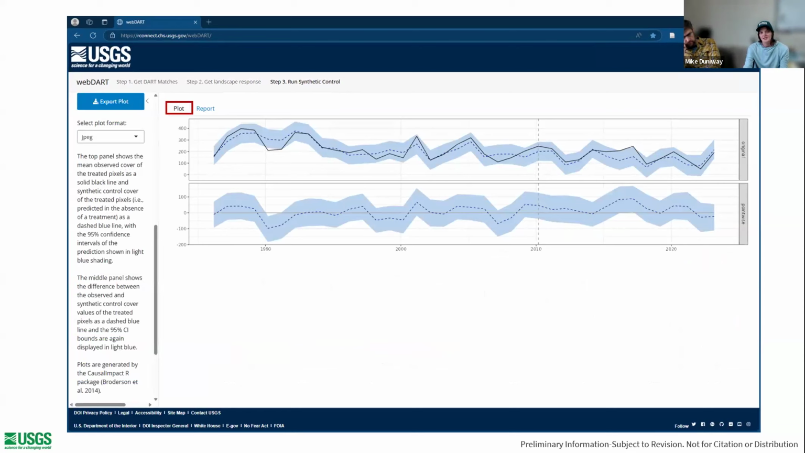In the plot pane, in the top panel, you have a solid black line showing the observed values of your target pixels. And then the dashed blue line in that top panel is your counterfactual, a model showing the yearly value as if that intervention had never happened. In the second panel below, you just have the difference between the observed and the counterfactual values.